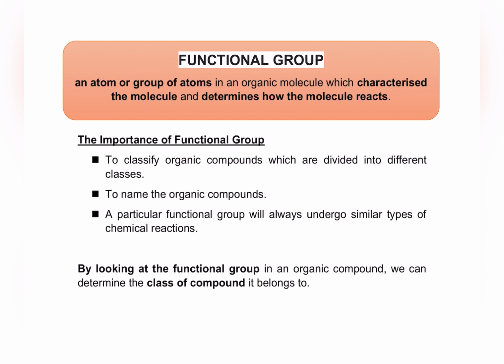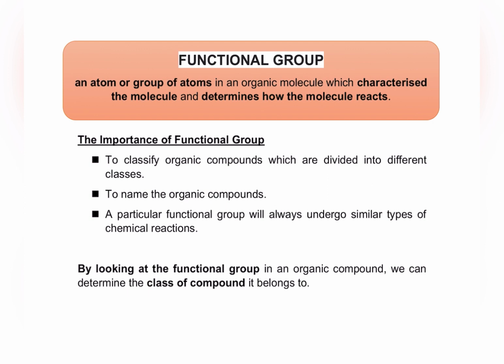The first one, functional group can be used to classify organic compounds. It means that you can determine the class of compound based on functional group itself. The second one, functional group can be used to name the organic compounds. This is where you are going to focus on nomenclature of compounds.